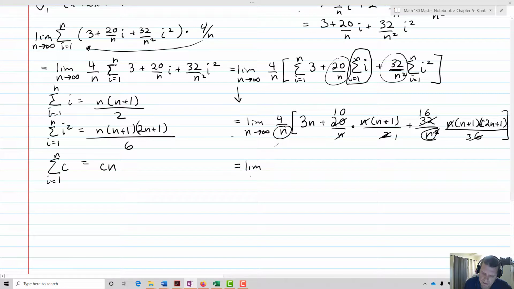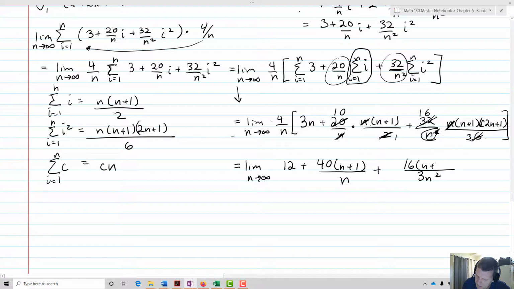This will then equal the limit as n approaches infinity, and we're going to get 4 over n times 3n, so that's going to end up being just 12, plus we're going to take 20 divided by 2, that's 10 times 4, so that's 40 times n plus 1 over n, plus then we're going to have an n squared. We remove one of those n's, and the bottom is going to give me 3n squared, because I'm going to factor out a 2 from the top and bottom. That gives me 16 times n plus 1 times 2n plus 1.